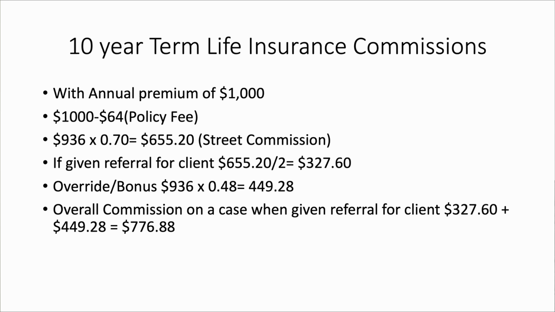So $449 I make as the agency. So if you write life insurance, you split it to anyone else, you do anything else, I'm going to make $449, and how much do you make? $327.60, but then the total will be $776.88. Okay, that's not bad. But that's if you got the override.